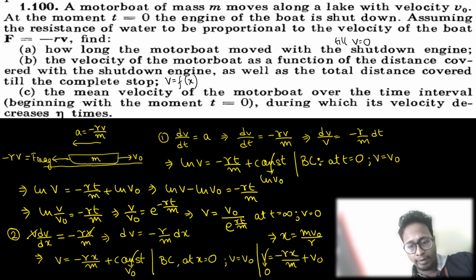Now the doubt I have here is, if the time taken for velocity to become 0 is equal to infinity, how come it's stopping at x is equal to mv by r? Although I got x is equal to mv by r from this equation, and time is equal to infinity from this equation, how is this happening? If it is never stopping, then how come we have a displacement at v is equal to 0?